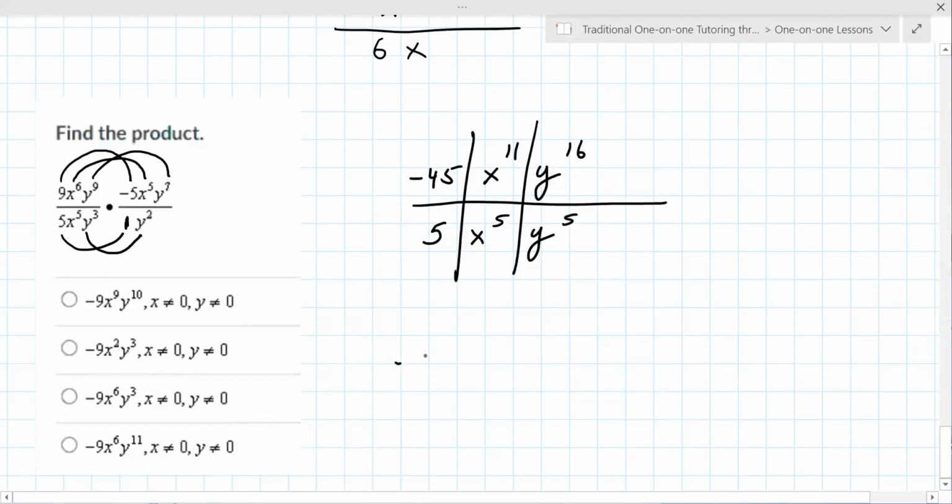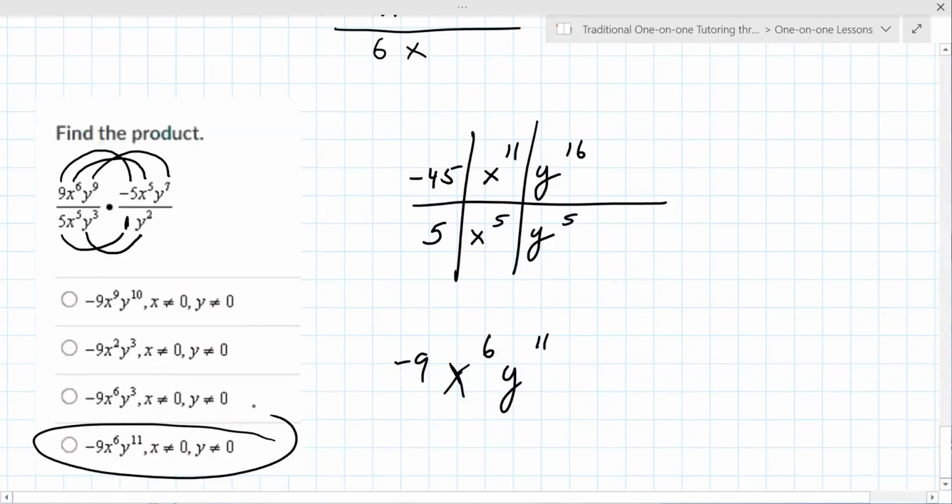So this one's -9. That's not real helpful because they're all -9, but you have 11 up top and 5 on the bottom. So like you said, you subtract. 11 minus 5 is 6. 16 minus 5 is 11. And thank goodness there's only one there that matches that. Cool. That is actually pretty easy though.